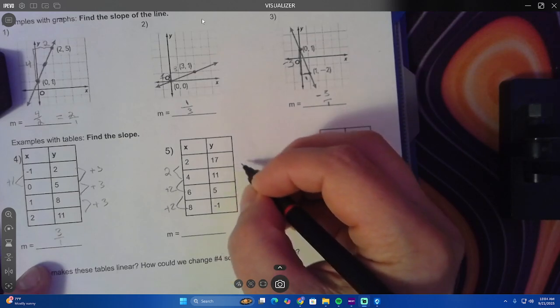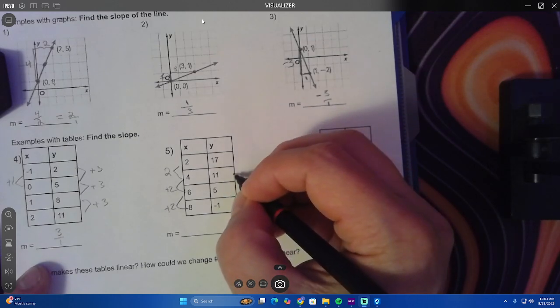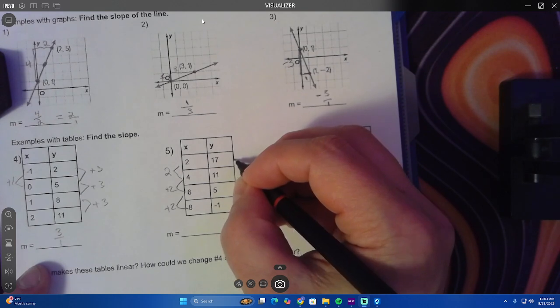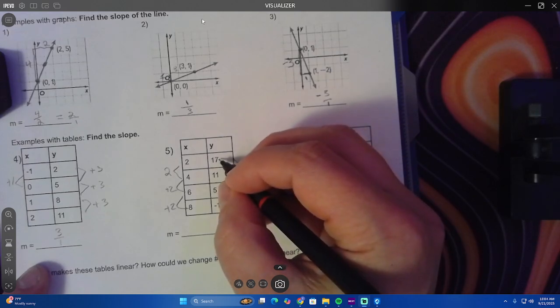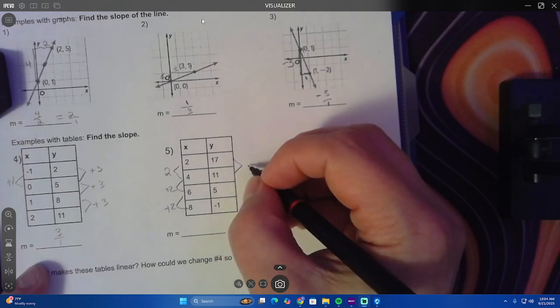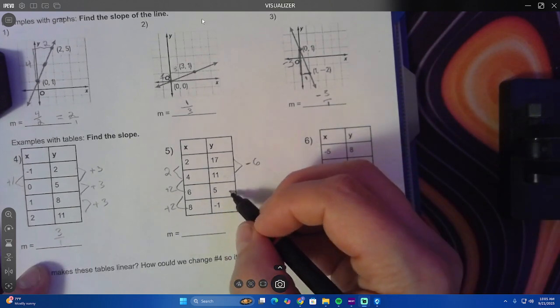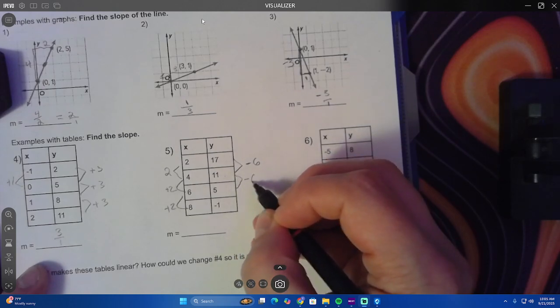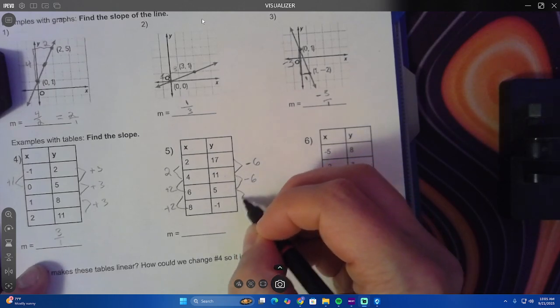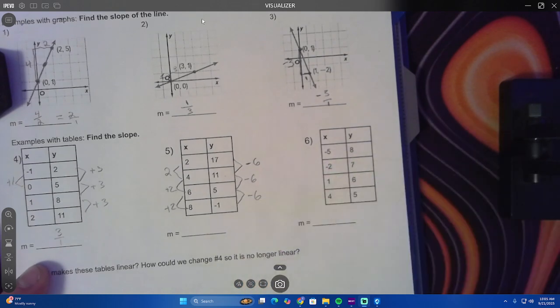Now in the y direction, what did I do to go from 17 to 11? Well, I didn't add to that value 17 to go down. I took away. So I know to go from 17 to 11, I need to take away 6. So I minus 6. And to go from 11 to 5, I minus 6 again. And one last time, 5 to negative 1, I subtracted 6 again.